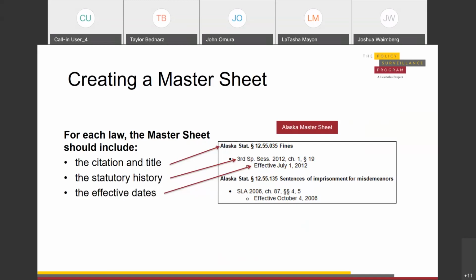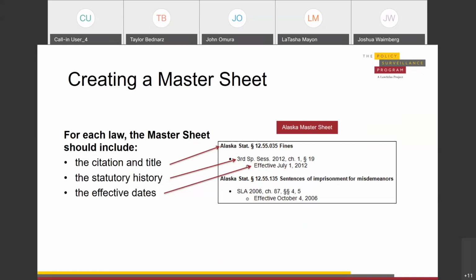You will notice that in this excerpt here, we only have one statutory history recording for each law, but if this was a project that was going back in time, we can see that there might be multiple amendments for each law, and we want to collect all of those going back to the start date of our project.